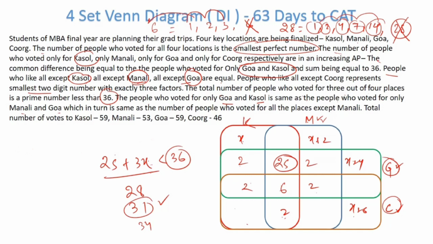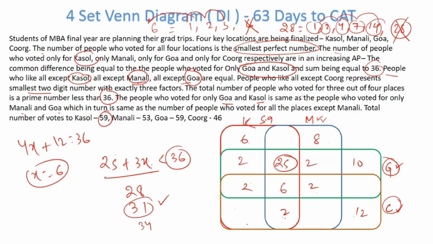The sum has been given as 36. So if you add these up, we'll get 4x plus 2 plus 4 is 6 plus 6 is 12. That is given as 36. So x is equal to 6. So this is 6. This is equal to 8. This is equal to 10. And this is equal to 12. Kasol total is 59. Manali total number of votes is 53. Goa is 59. Coorg is 46.